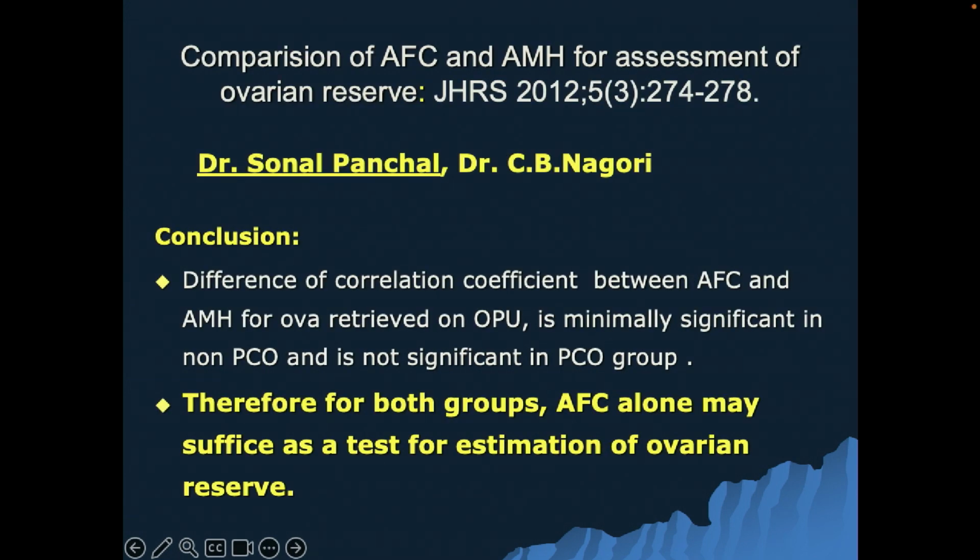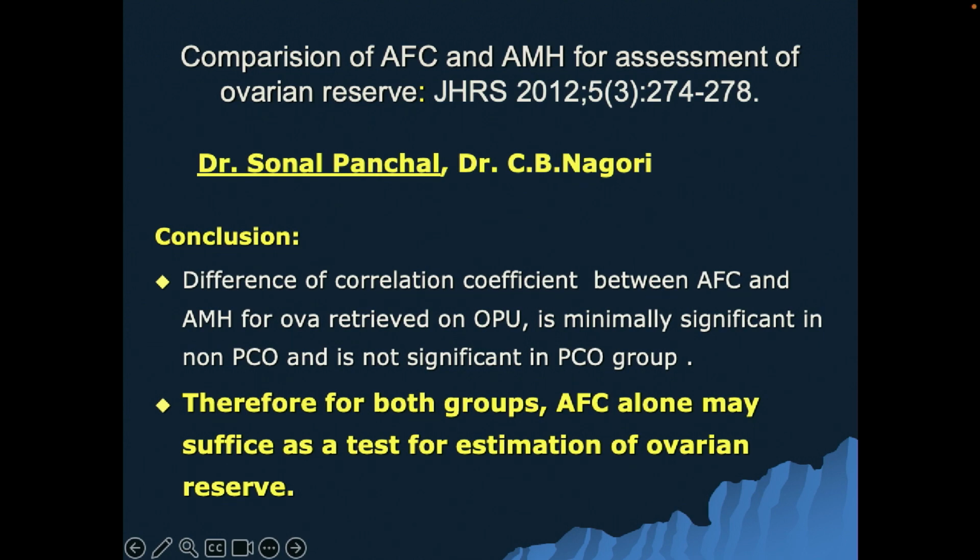In one of our own studies, we compared AFC and AMH for two groups, the normal controls and the PCO patients, for two end results: the number of oocytes retrieved on ovum pickup at the end of ovarian stimulation, and the follicles larger than 12 millimeter on the day of trigger. Because even the follicles larger than 12 millimeter on the day of trigger would all give you fertilizable oocytes.